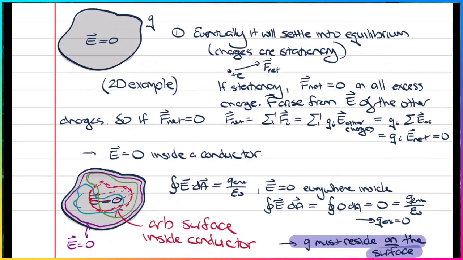Because if it resided anywhere inside, Gauss's law would be disobeyed, because we could then draw some surface around it. But since the electric field is 0, that flux is going to be 0, which then contradicts what we claimed, unless the charge is not inside. So this shows that the Q must reside entirely on the surface of the conductor.